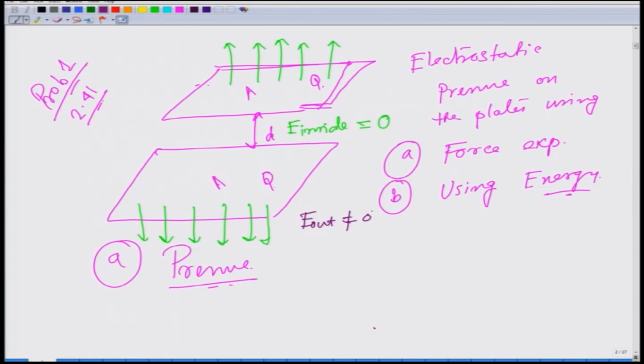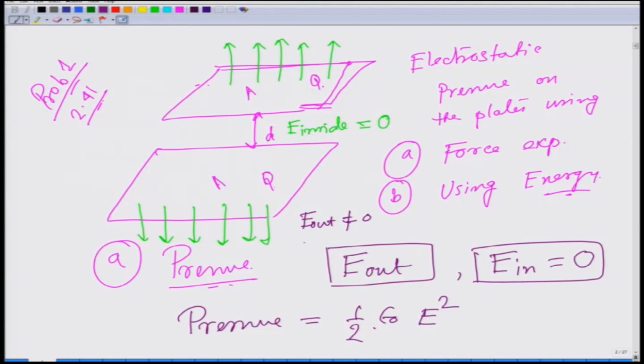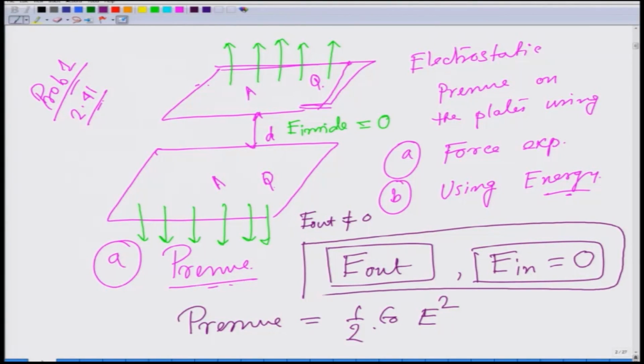So now you have to find out E out, and you already know that E between the two plates is 0. So you know that pressure is half epsilon naught E square. By knowing E out and E in, you can now find out the pressure on the plates.